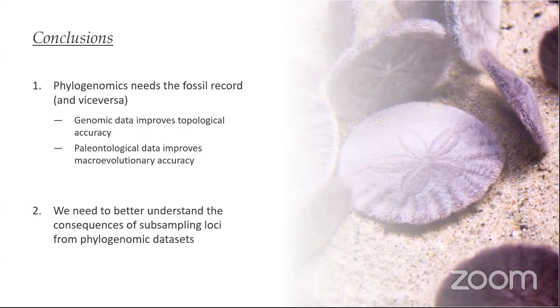But we also need to better understand the consequences of subsampling loci from phylogenomic datasets, because many, many times when we're applying these sorts of filters to phylogenomic datasets and reducing their size, we think we're doing something to the dataset. But if we actually measure multiple properties of the genes, it's not clear what subsampling based on one dimension is actually doing on the other dimensions of this problem.